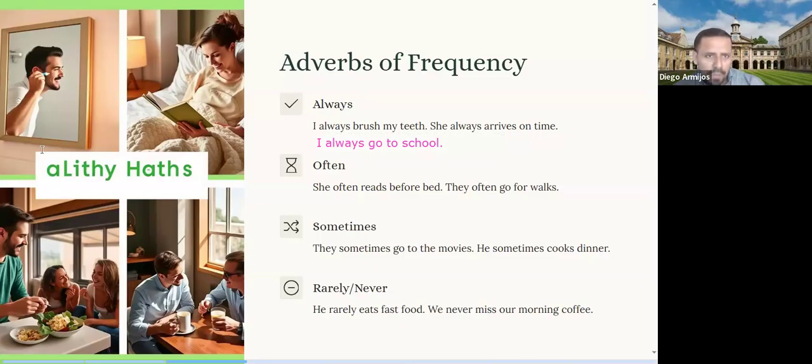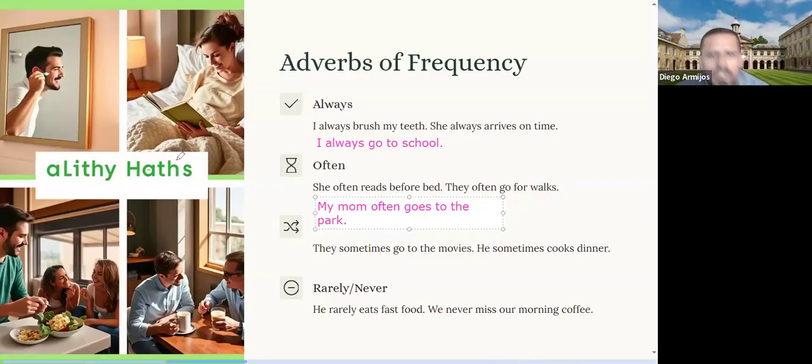She often, now we have another one here. For example, she often reads before bed. They often go for walks. You can also say, my mom often goes, because we need to conjugate the verb, goes to the park, all right?